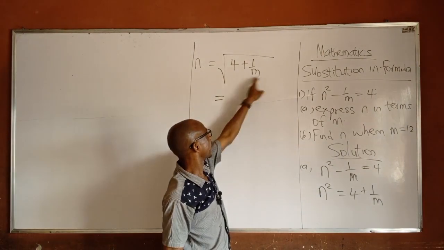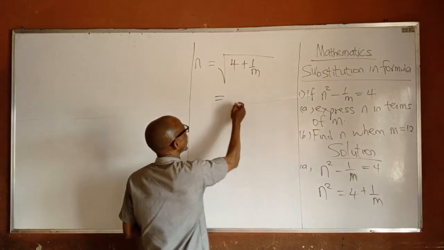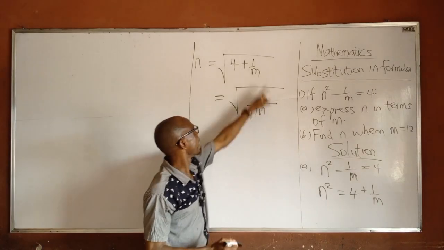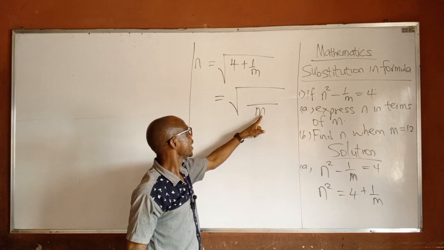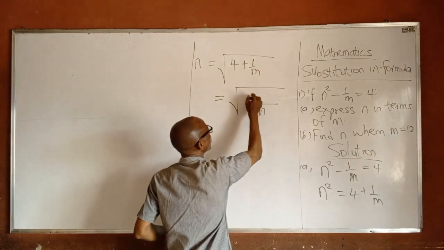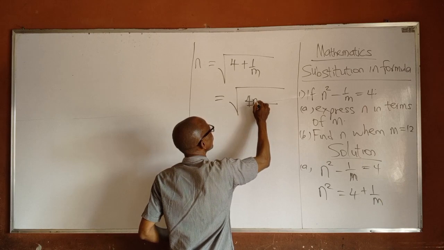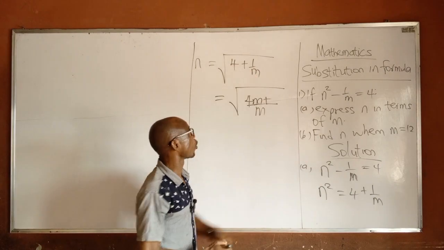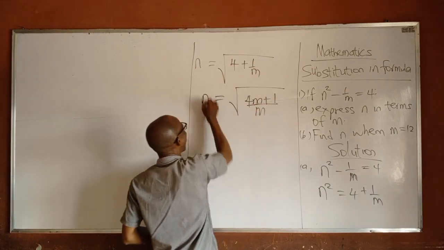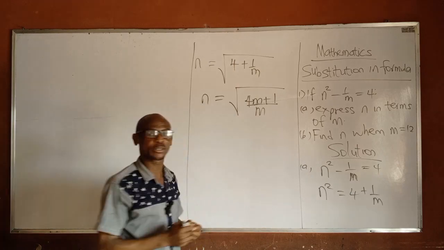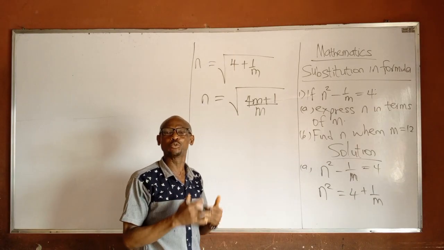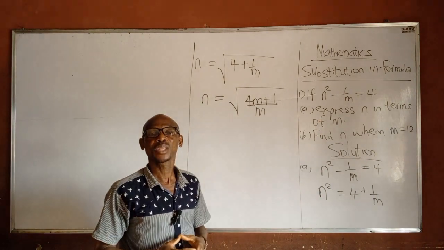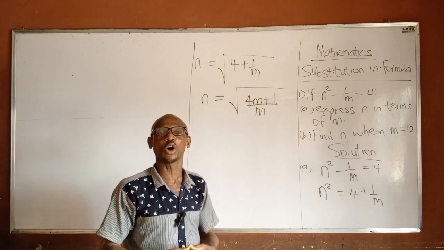This expression can also be written as this. We can look for the LCM of this. The LCM here is m. So we can simply say m times 4 will give us 4m, plus m divided by m will give us 1. So our n can also be expressed in this form. So we have succeeded in expressing n in terms of m.